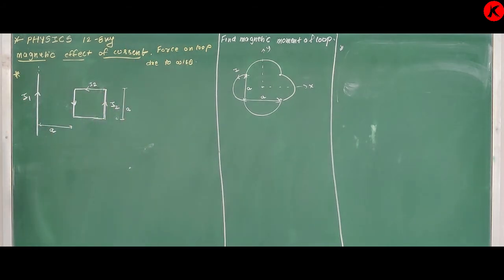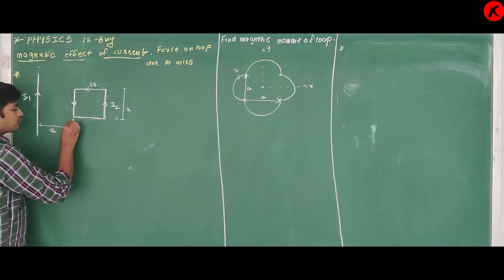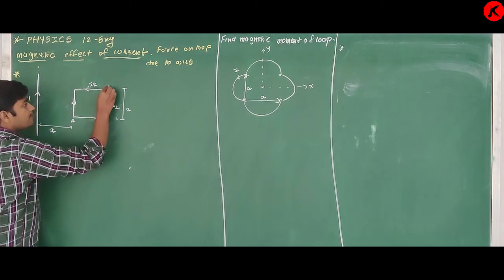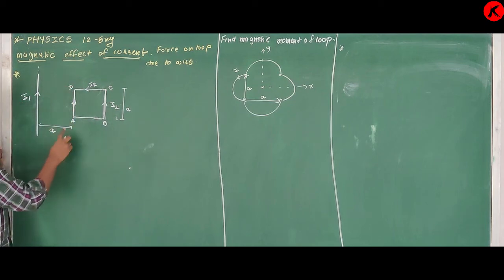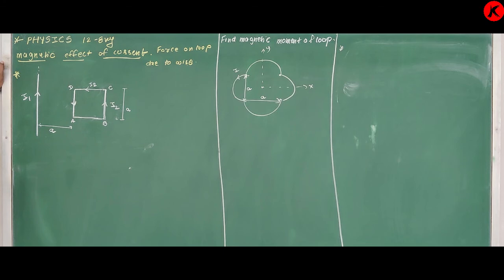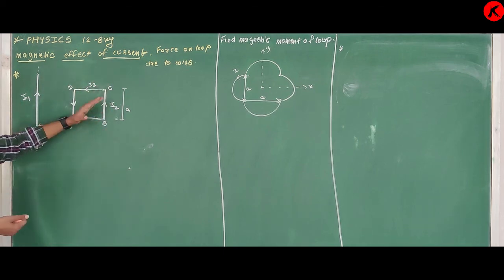So chalo, first of all, as it is a square loop, I can assume that this square loop is made up of 4 wires, AB, BC, CD and DA. So we will find forces acting on wires AB, BC, CD and DA. But how to find them? See what happens. Due to this wire, a magnetic field is produced in this region, and due to the magnetic field, force is acting on each and every segment.